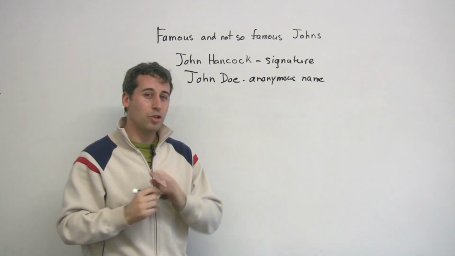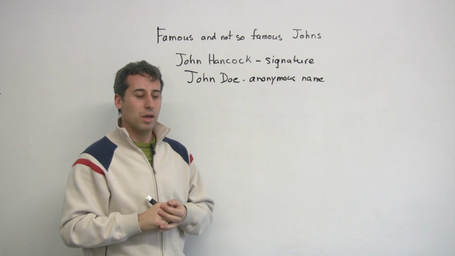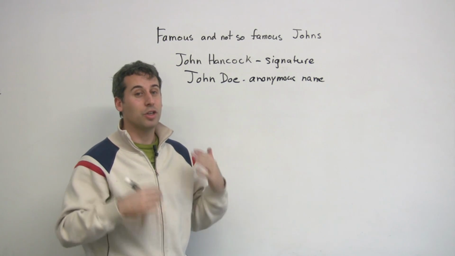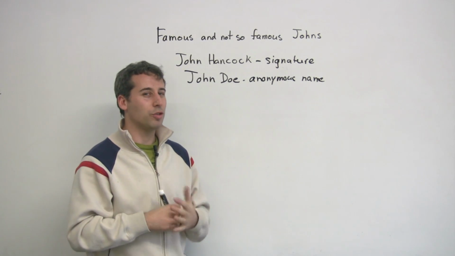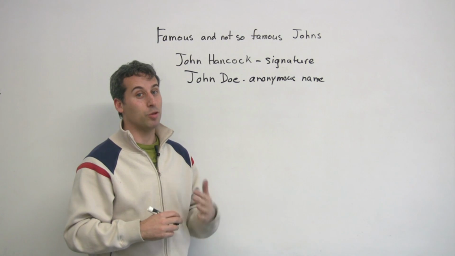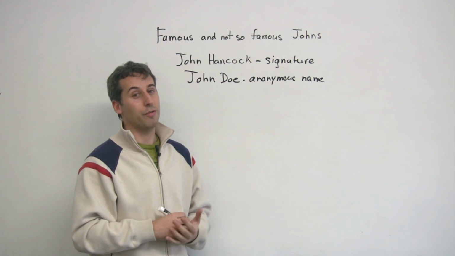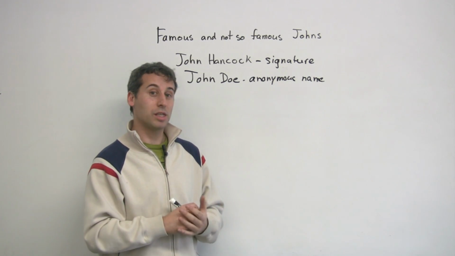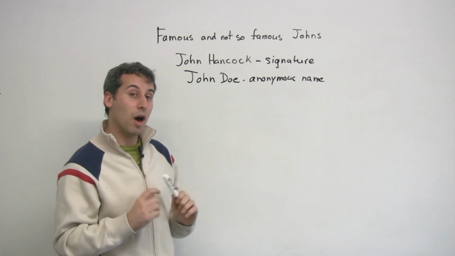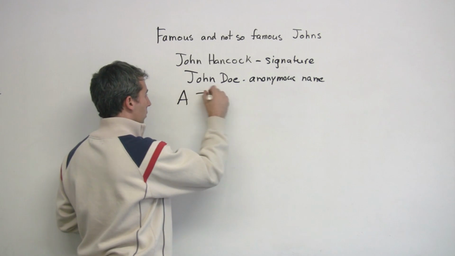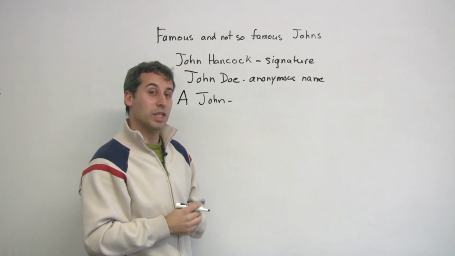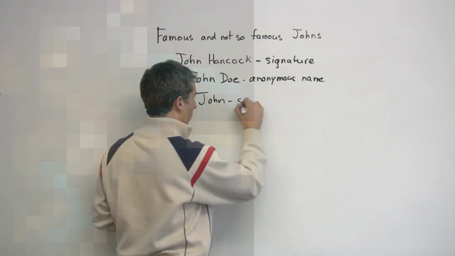Okay, the next two Johns I'm going to talk about, this is important when talking about English: context and prepositions are very important. So these next two Johns are excellent examples of why context and prepositions are very important. This is slang. These are slang expressions to use the word John. So a John is someone who sleeps with prostitutes.